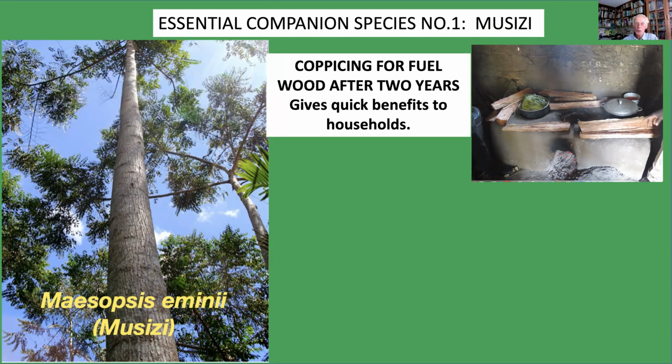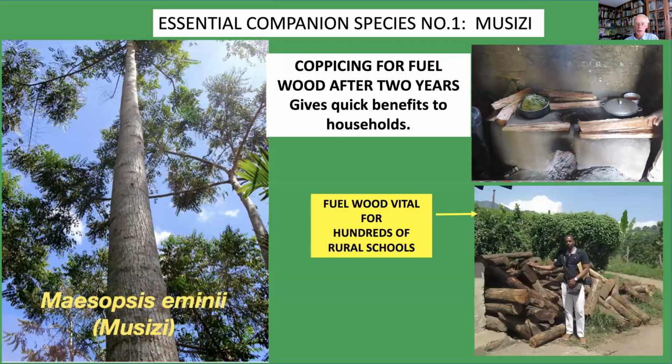And it also is very good for coppicing. So after 2 years, you can coppice the tree, and it's got another little feature in its early growth. It has an automatic self-pruning of the lower branches, so you can just harvest those without even having to pull the branches off. So this gives quick benefits to households.